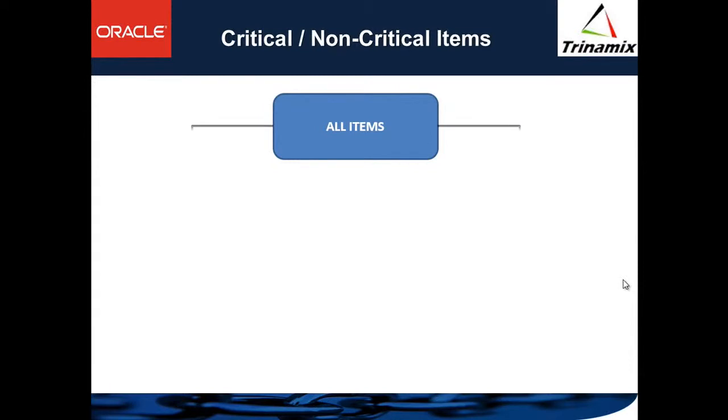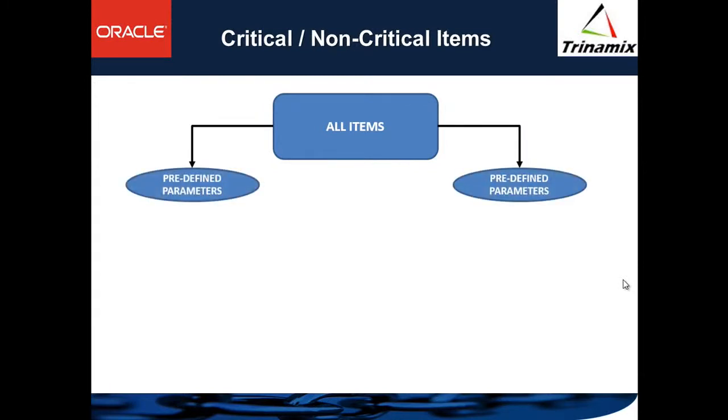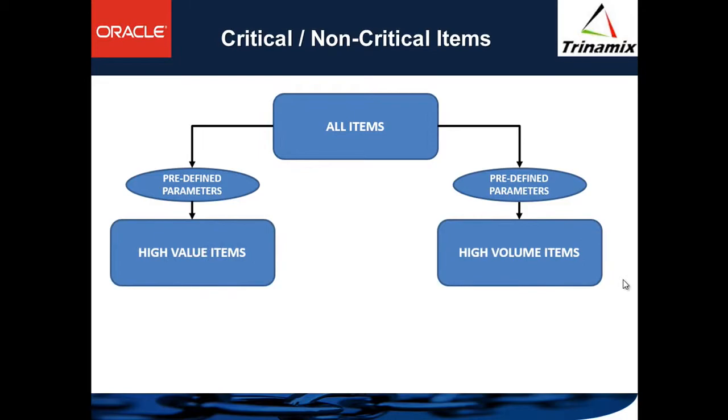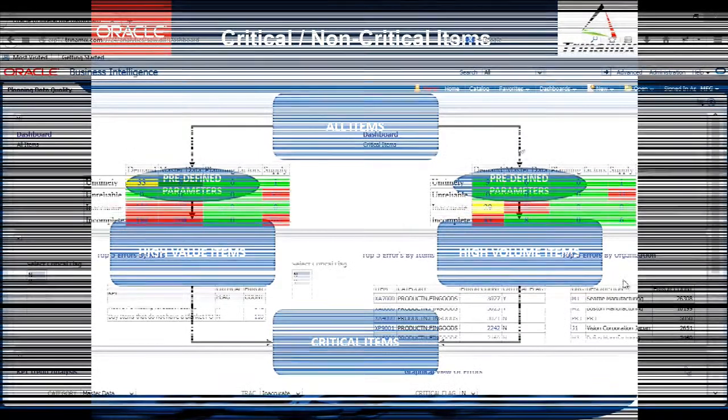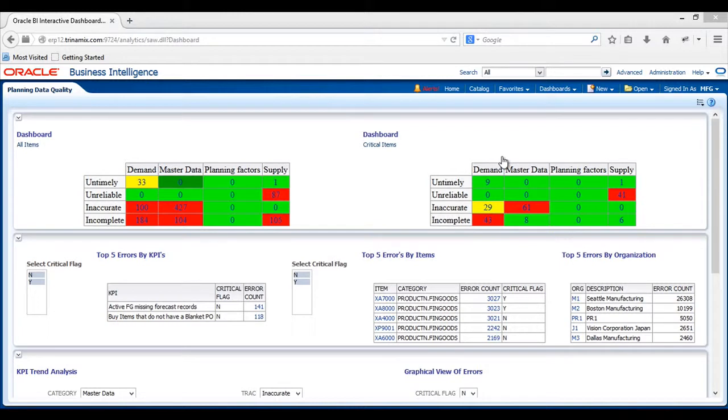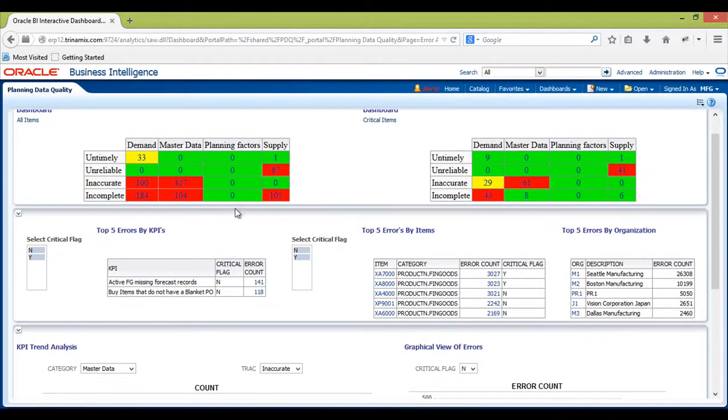PDQ has the capability to categorize the items as critical and non-critical, based on some configurable factors such as volume and reserve. The matrix on the top right side covers only critical items, and the matrix on the left covers all the items, both critical and non-critical. The middle of the dashboard displays the top 5 error counts by KPI, item, and organization. Here, you have the option to switch between critical items, non-critical items, and all items.